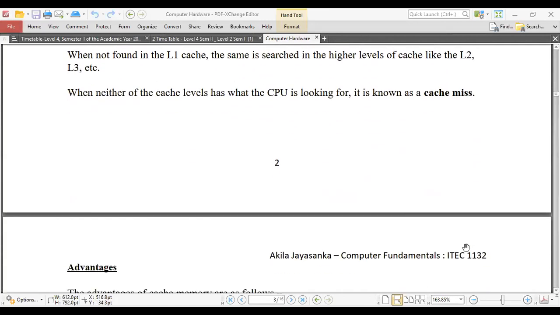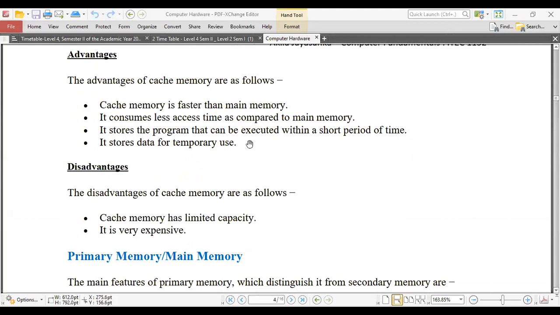Right? So those are just words. The advantages you can see: cache memory is faster than main memory. It consumes less access time compared to the main memory. It stores programs that can be executed within a short period of time, and also stores data for temporary use. So those are the advantages.